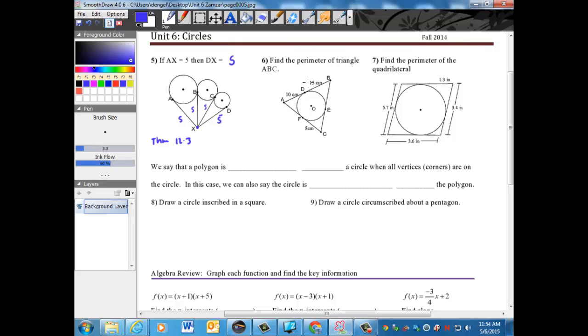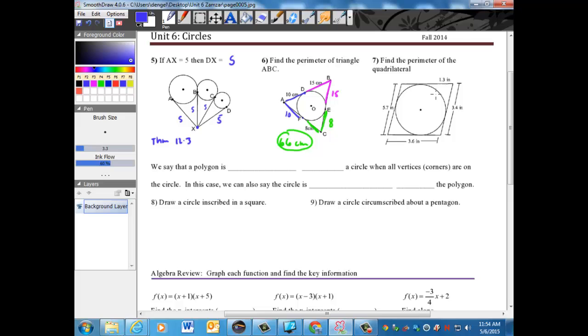All right, they want us to find the perimeter of the entire triangle. Again, since these are points of tangency, then this length is 10, this length also has to be 10. Then if this length is 15, this length also has to be 15. And then if this length is 8, that means EC has to be 8. And so we add all those up, and we would get 66 centimeters for the perimeter.